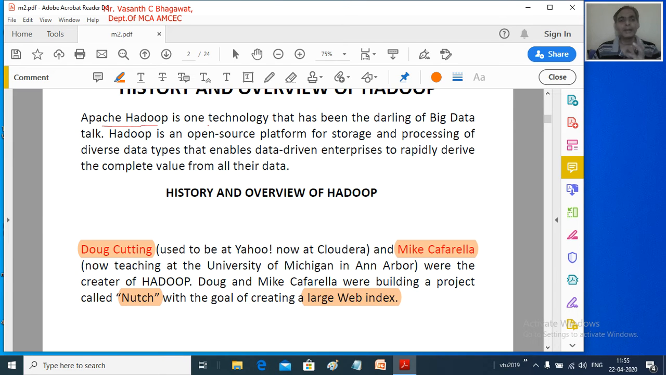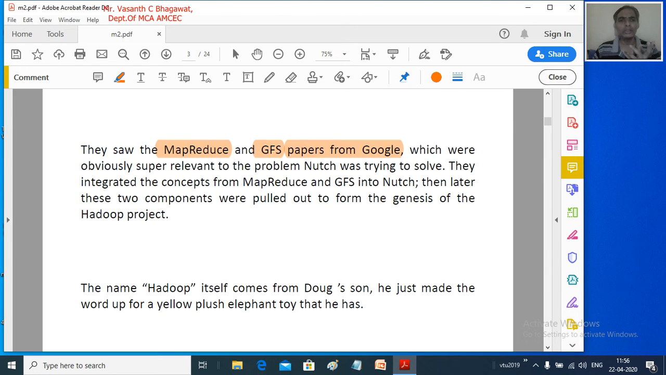Basically they were building a product called Nutch. Their main goal was to build a large web index. To do this, they referred to the white papers from Google, where Google was using the Google File System as well as the MapReduce concept in their search engines. They took a lot of concepts from that in order to solve the Nutch problem, and they came up with two important concepts, and they called it the Hadoop project.